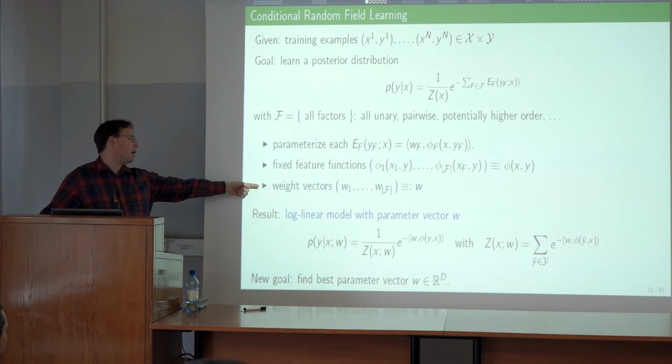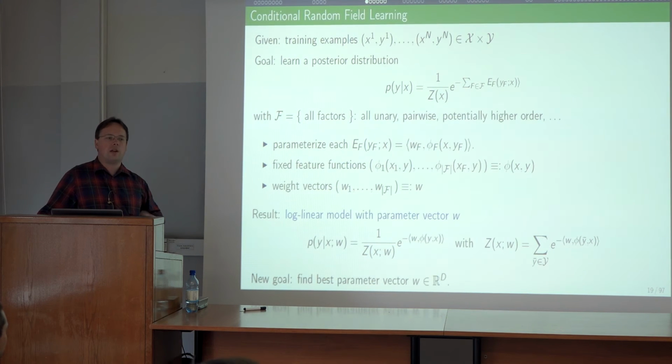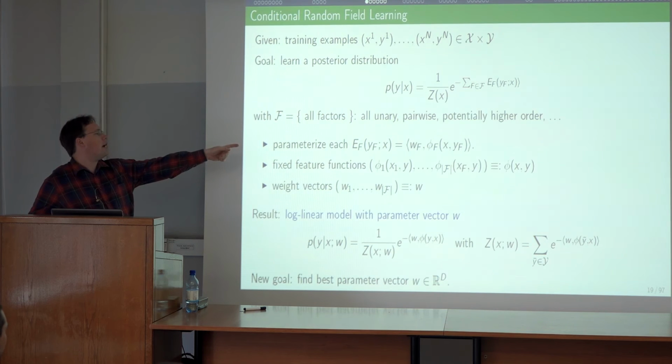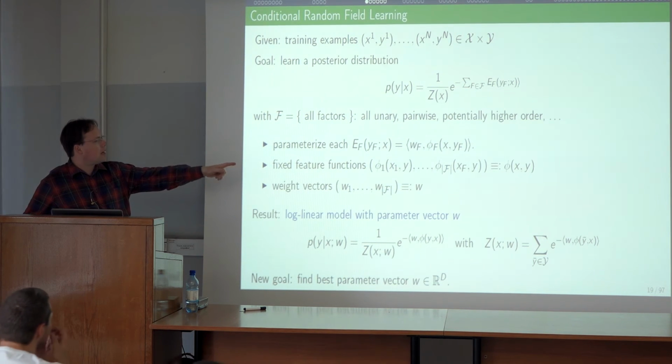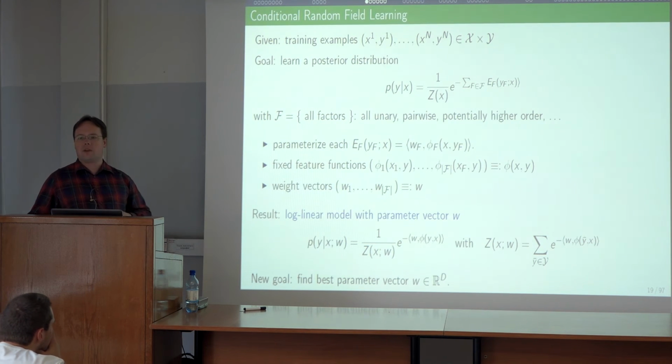The same way we're going to take our weight vectors and stack them one after the other. That gives us a really, really long weight vector. And together, the sum of these energies that we have to compute is just the inner product of the concatenated feature vectors with the concatenated weight vectors. That's how the inner product works.